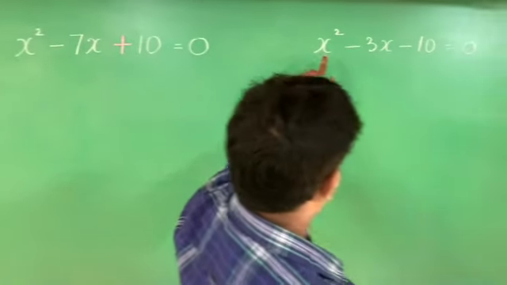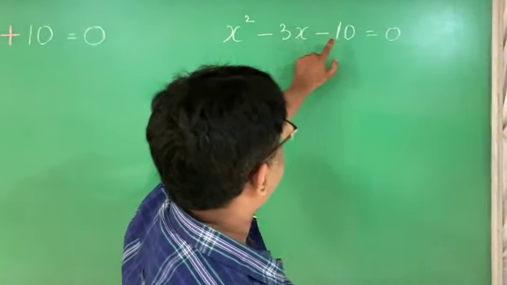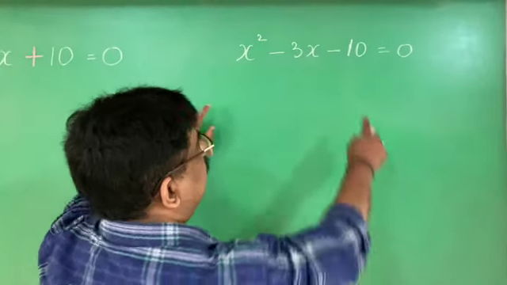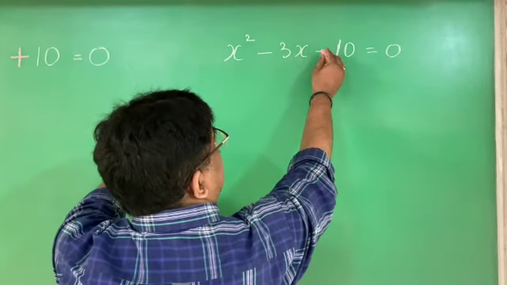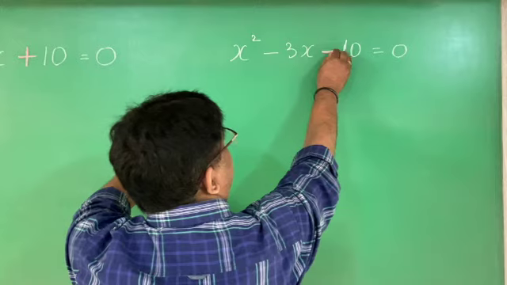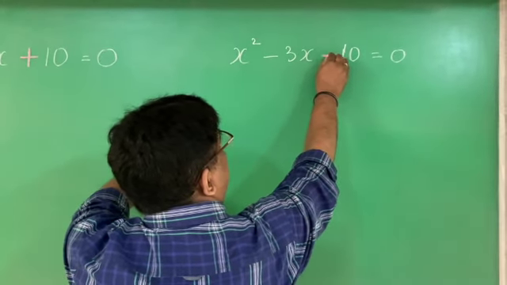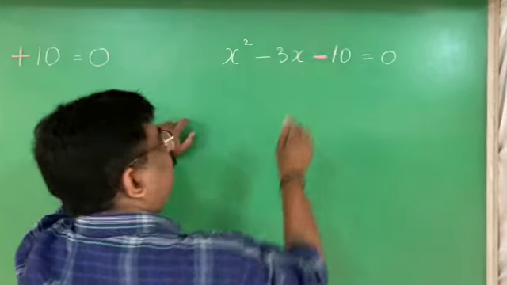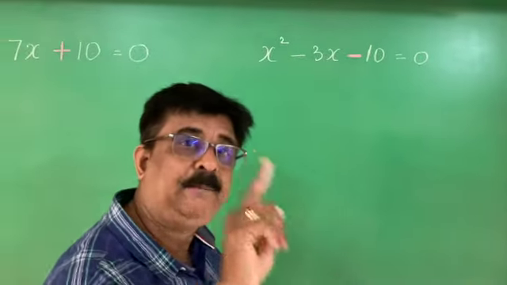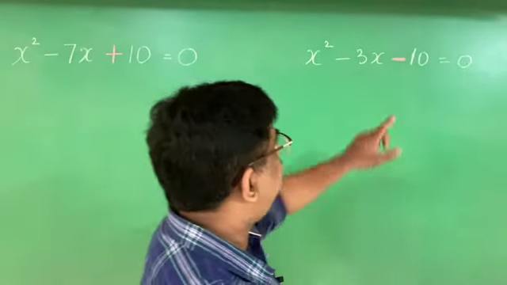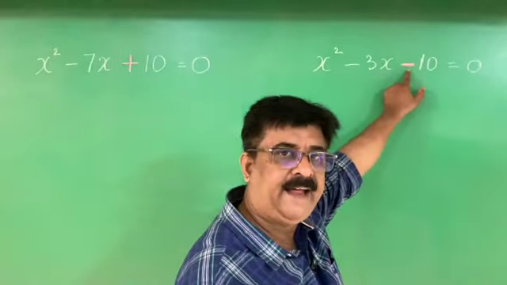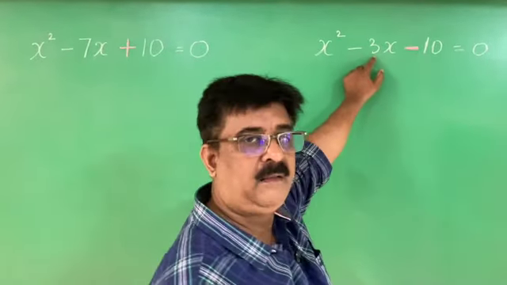If it is plus, see this problem. This is also in the form of ax square plus bx plus c is equal to 0. Here this is c. See the sign in front of that. That is minus. If it is minus, what you have to do is, you have to subtract the factors to get the linear number.